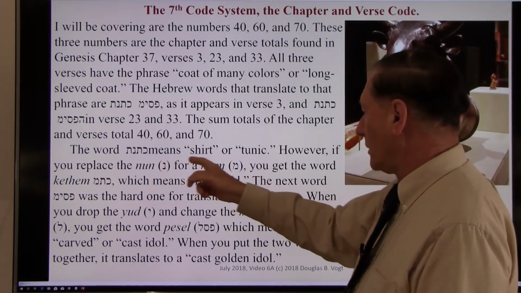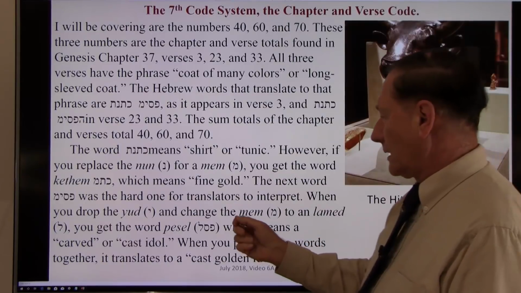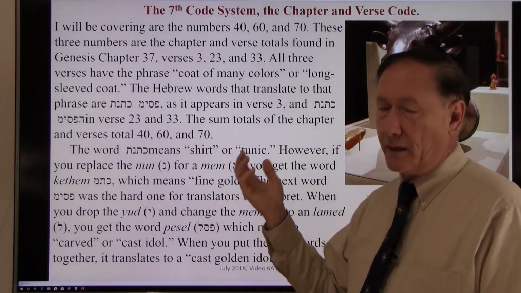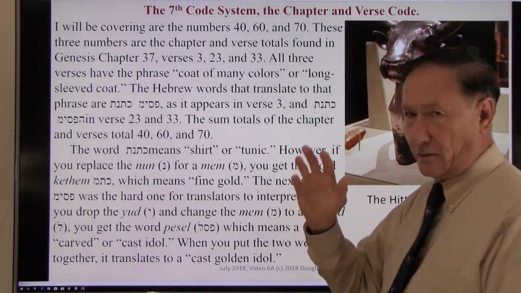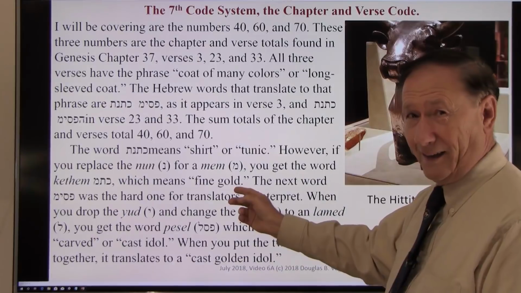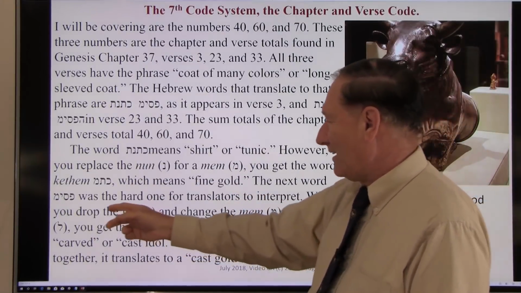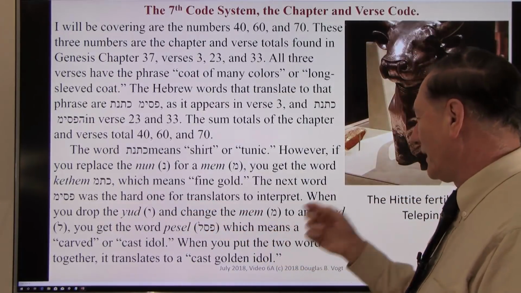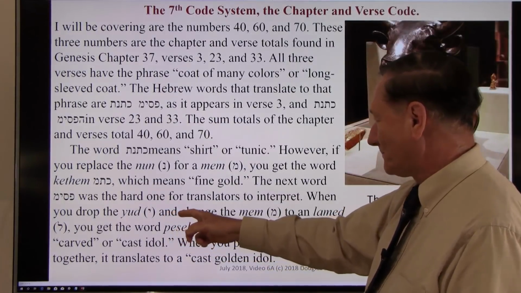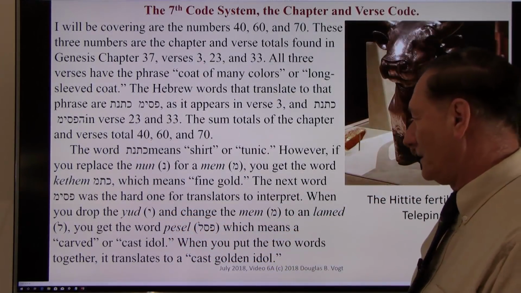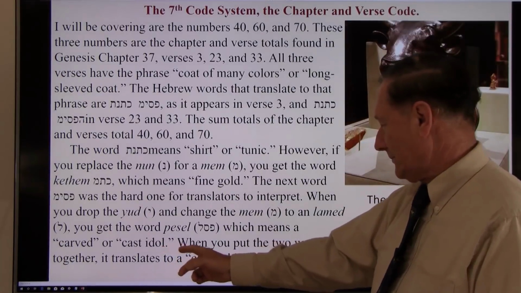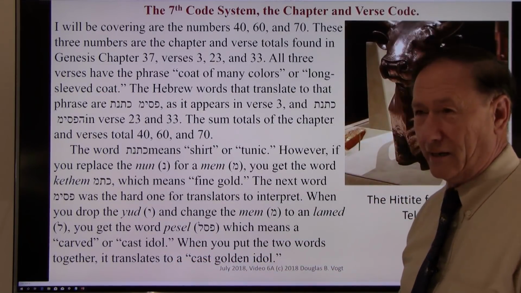The first part of the word means skirt or tunic, except if you replace the nun for the mim, an adjacent letter swap. I put it in here because it's a separate code system, but to explain it to you, you get the word katim, which means fine gold. The next word, patim, was a hard one to figure out. The translators had a hard time figuring the thing out. So if you drop the yud and change the mim to a lamed, you get the word pesel, which means a carved or cast idol. So you got a cast golden idol.